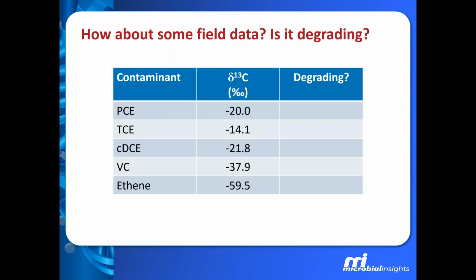So let's consider some hypothetical field data. Let's suppose we've taken a sample and we've done analysis for PCE, TCE, cis-DCE, vinyl chloride, and ethene. And we've done isotopic analysis, and we've gotten the del 13C values that you see here. The question is, are they being biodegraded?